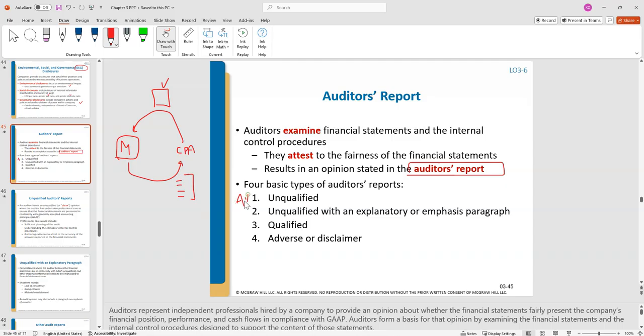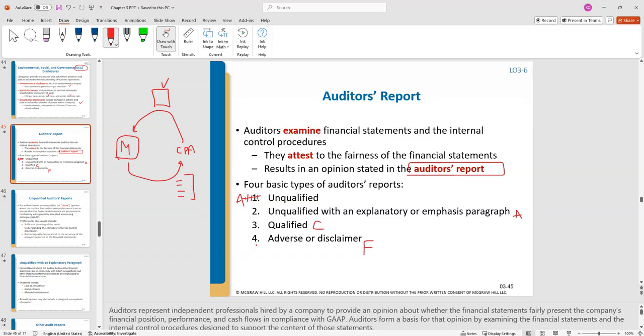This is like A plus, if you've ever seen the Christmas movie where the teacher's putting that on the board. Unqualified is the best. It's just like a clean opinion. Unqualified with explanatory or emphasis matter, we'll talk about. That might be like an A or a B plus. Qualified might be like a B or C, and an adverse or disclaimer is like an F on there. It's kind of a challenge.